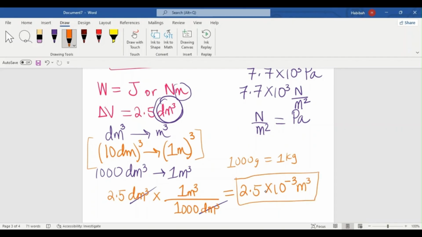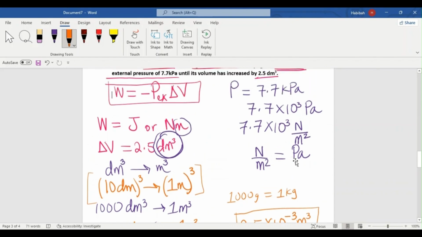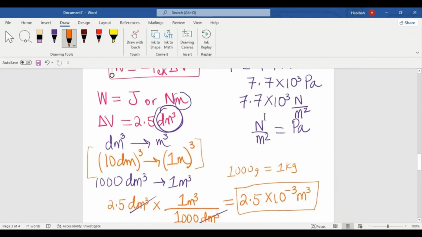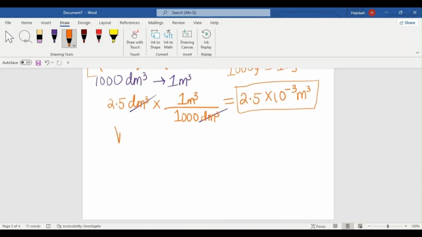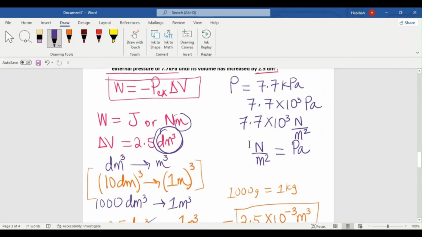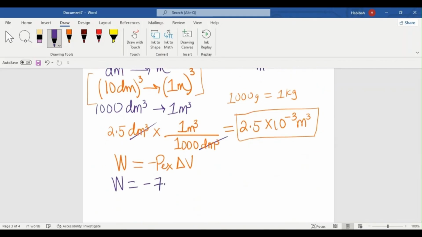So now we can be comfortable enough to input this information, because as you can see, the unit for pressure is Newton per meter squared, and the unit for volume is meter cubed, because they are both some form of power of meter. We can use this information. So work done equals negative P external, or negative external pressure times change in volume. What is external pressure? That's 7.7 times 10 raised to the power of 3 Newton per meter squared.